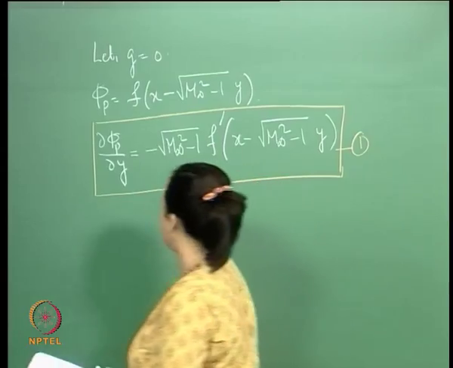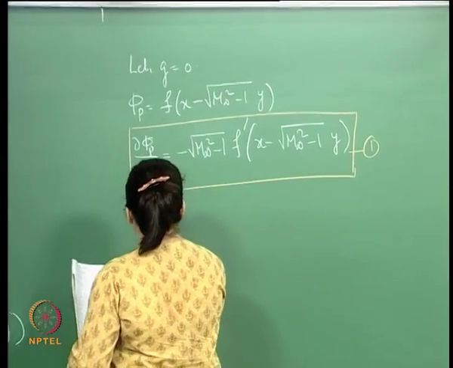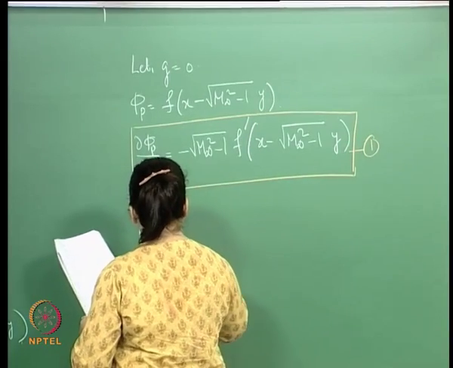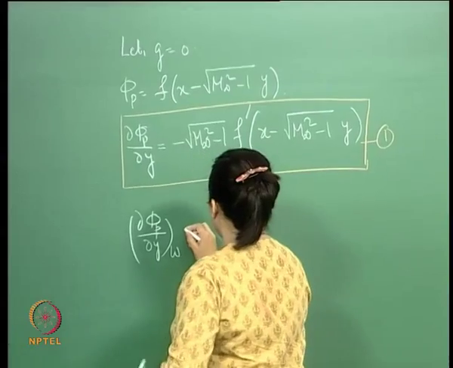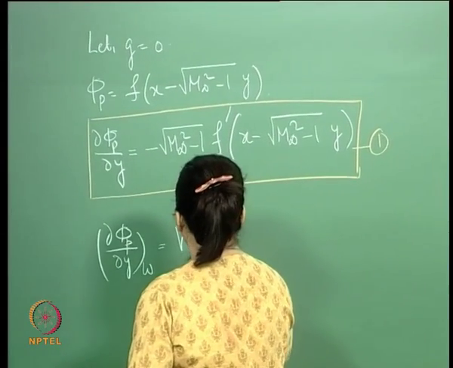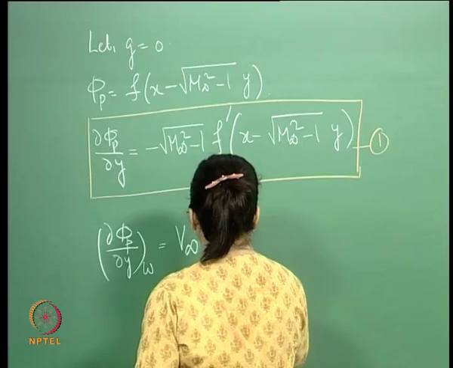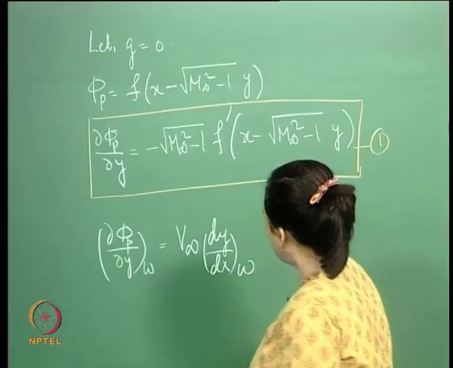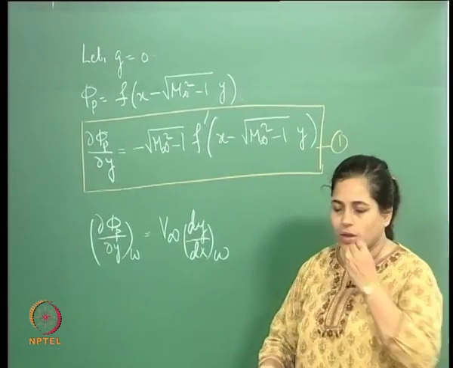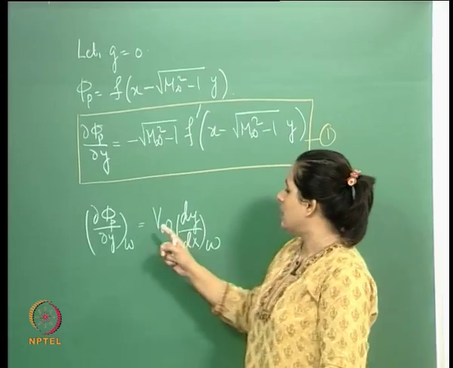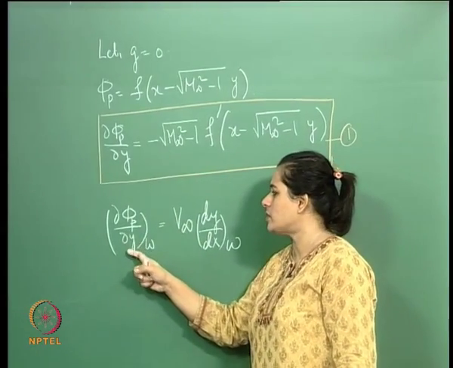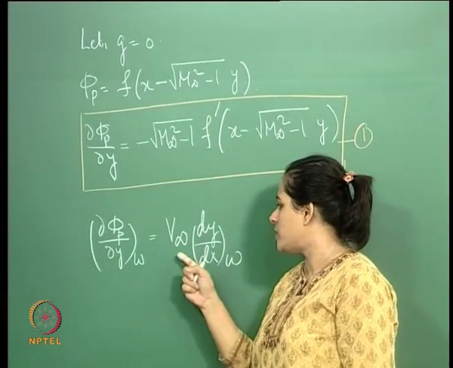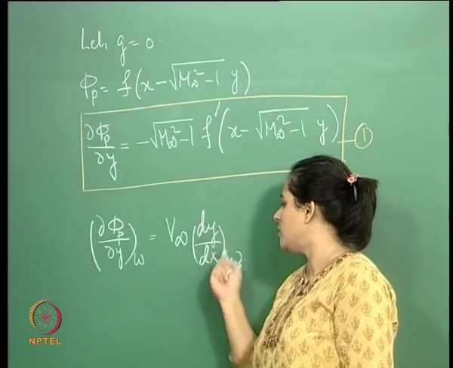Now, as we learned from our last exercise, del phi del y at the wall is essentially the velocity. This is what we derived yesterday as well, but if you just look at this expression, the perturbation velocity component at the wall is essentially the free stream component in the direction of the wall.